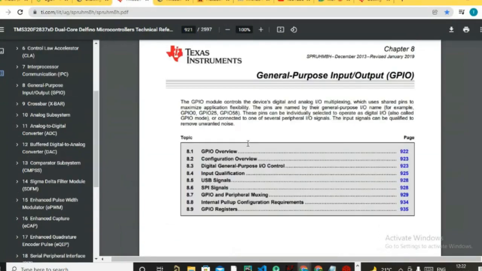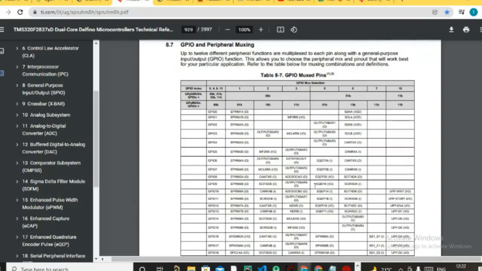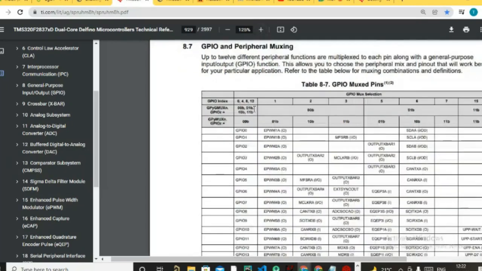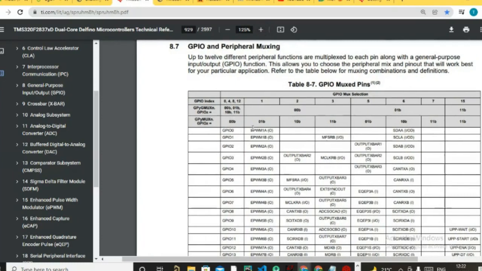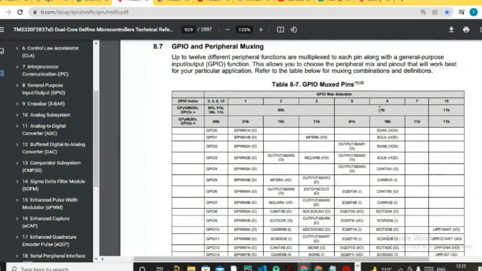So if I go to GPIO, you can see from here, if I'm selecting Gmux as 1, it means this block, and I'm selecting the normal mux to be 1.